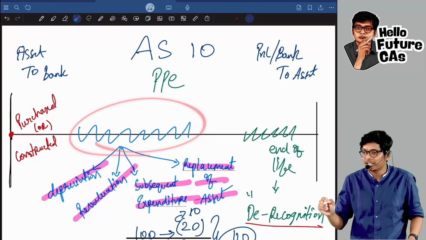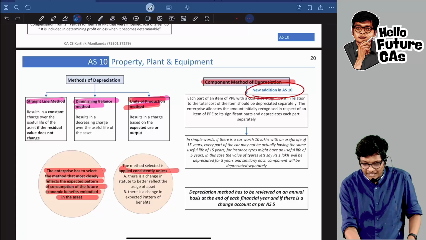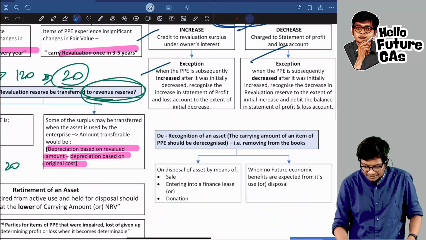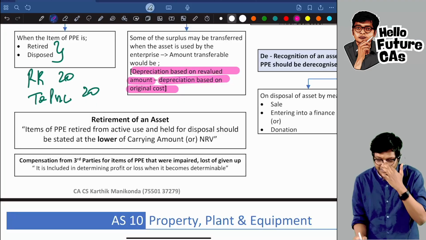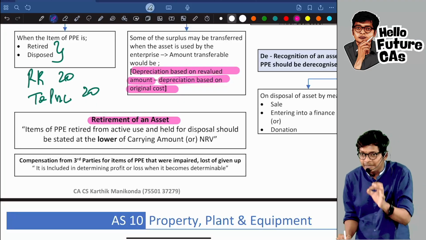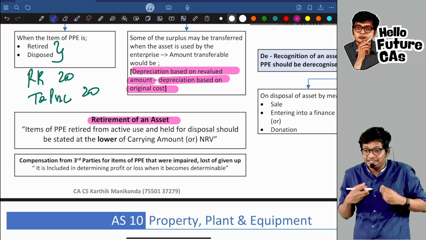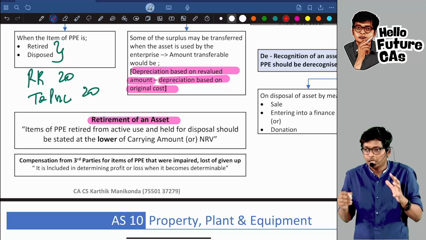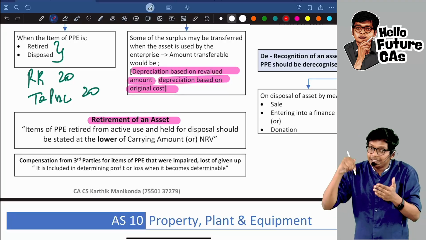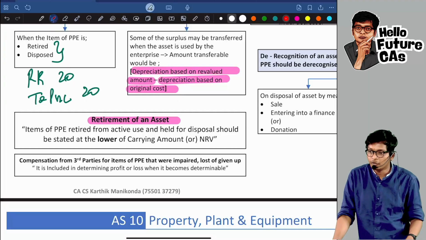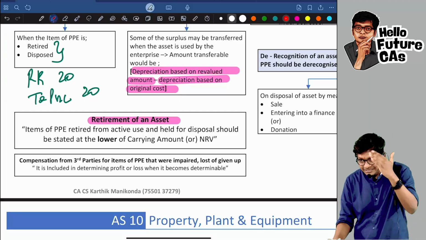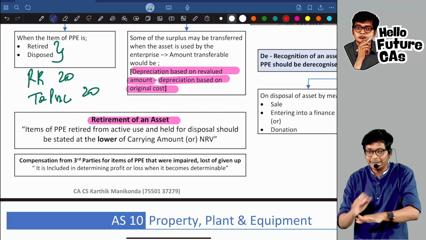So now I have fully completed what I will do at the time of inception. During the life we have finished. The end of the life, only the last part is left. That's called derecognition. At the end of the life, the following things can happen. One is called retirement of an asset. Retirement of an asset is a very important concept where the asset will still be there in the books, but I will stop providing depreciation. Are you following, guys? So in retirement, the asset is still there in the books in PPE, but I will stop depreciation.